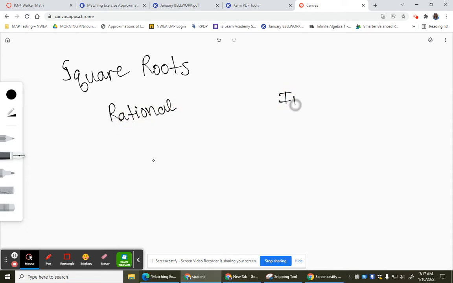All right. So last week we worked on square roots, specifically those that are rational versus irrational. A rational square root is a perfect square root. For instance, the square root of 100 is 10 because 10 times 10 is 100.